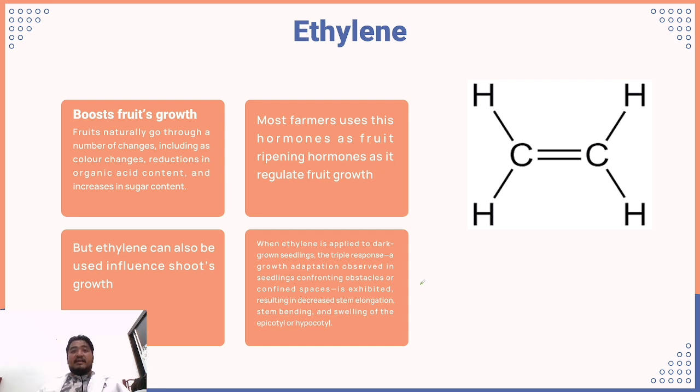When ethylene is applied to dark-grown seedlings, it is called the triple response, a growth adaptation observed in seedlings confronting obstacles or confined spaces, resulting in decreased stem elongation, stem bending, and swelling of the epicotyl or the hypocotyl. A little bit of fact, farmers in Malaysia usually wrap plastic around the trees, or around the fruits. This is to boost the ethylene hormone in the fruits themselves so they will ripen faster.